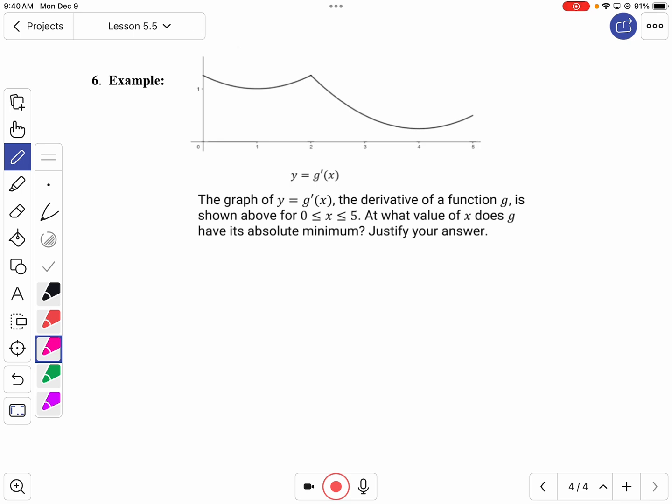Is this a double maximum? Double maximum?